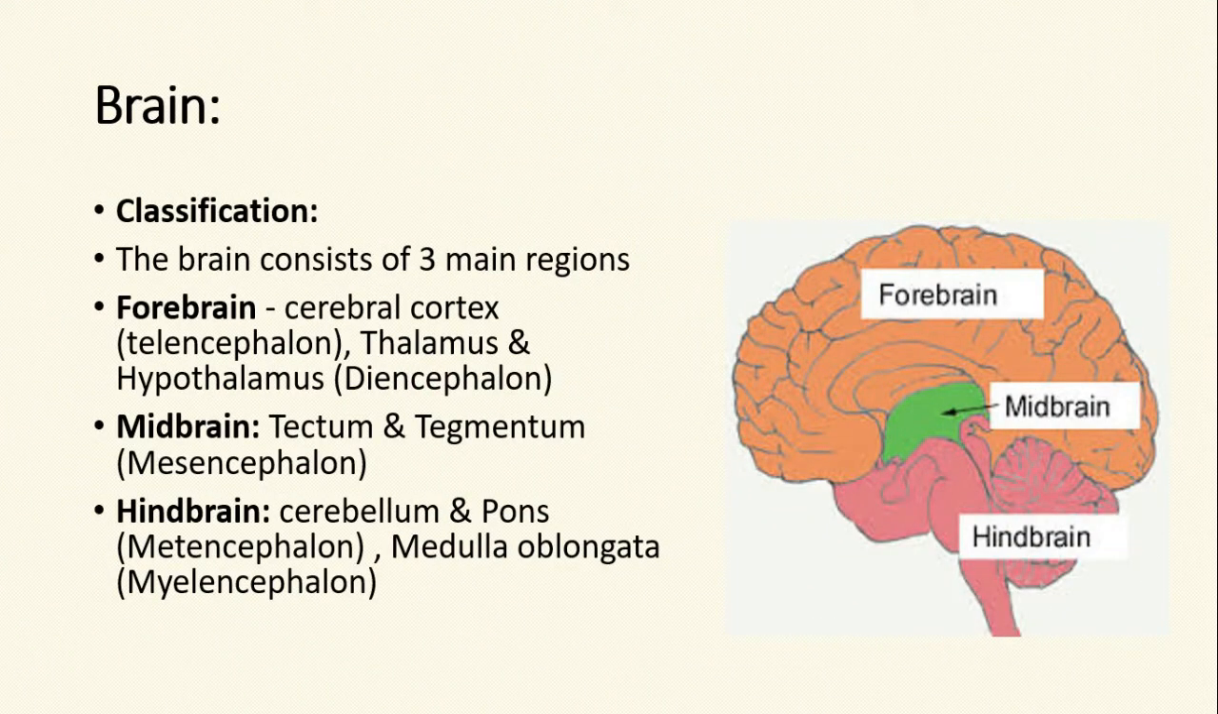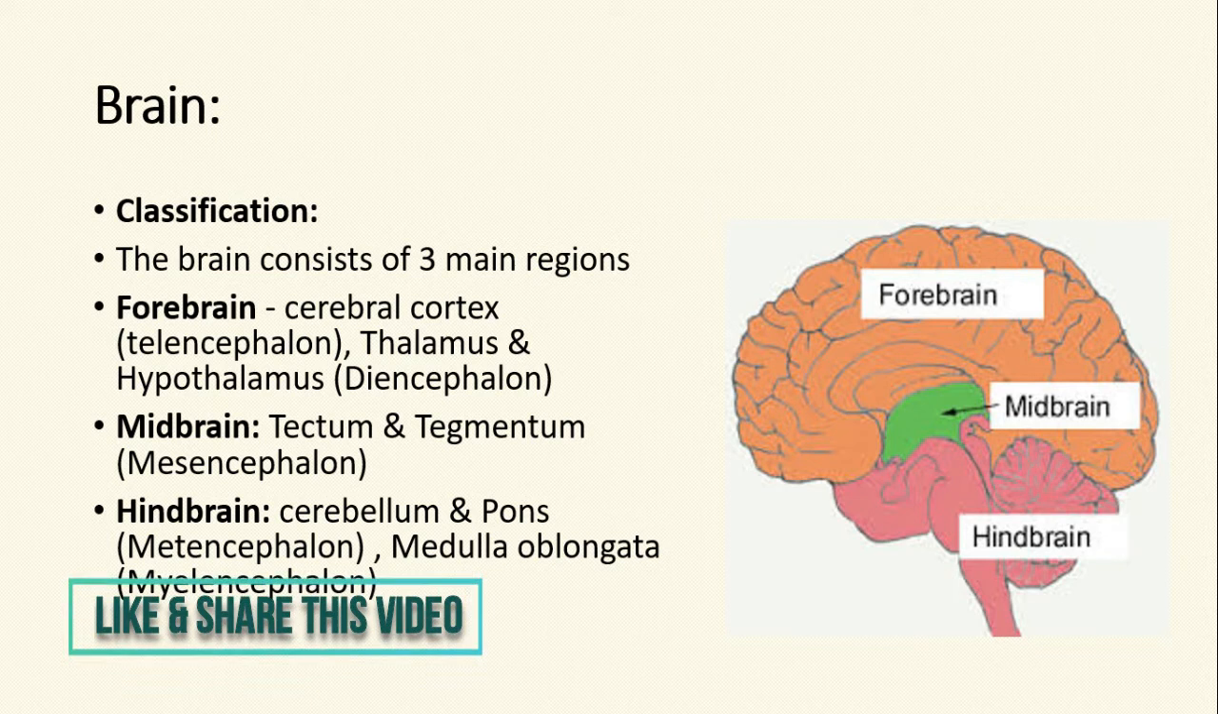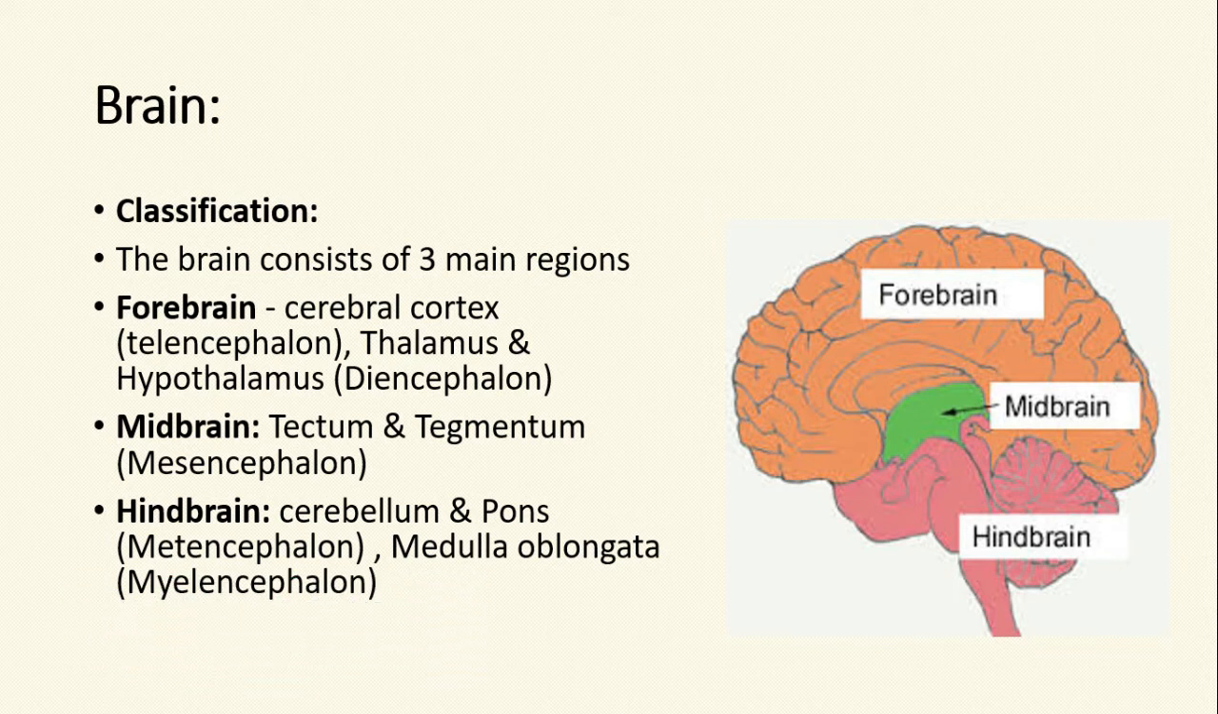The brain mostly consists of three main regions. That is forebrain, that includes cerebral cortex, also known as telencephalon, and thalamus and hypothalamus, which are together called the diencephalon. The other region of the brain is midbrain, which includes tectum and tegmentum, together known as mesencephalon, and the lowermost part of the brain is hindbrain, which consists of cerebellum, pons, and medulla oblongata. The cerebellum and pons are together called metencephalon, and medulla oblongata is known as the myelencephalon.